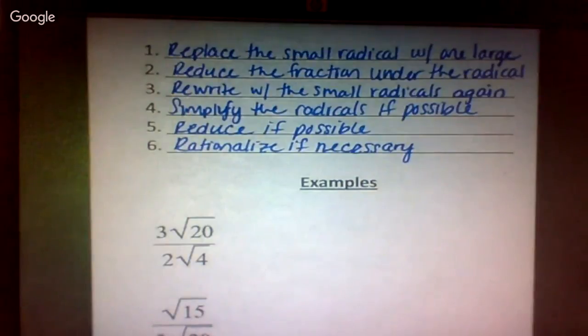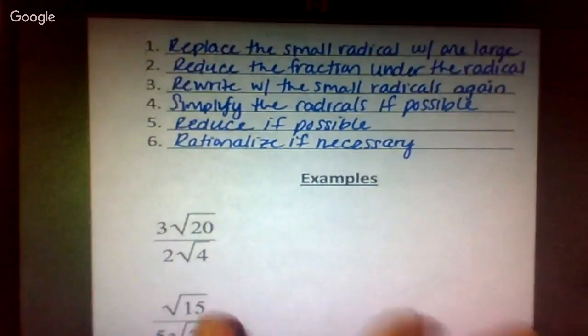So the first thing we're going to do is take care of all of our radicals and everything that comes with them. Then we're going to look at the coefficients out front and reduce if possible. And then we're going to rationalize.